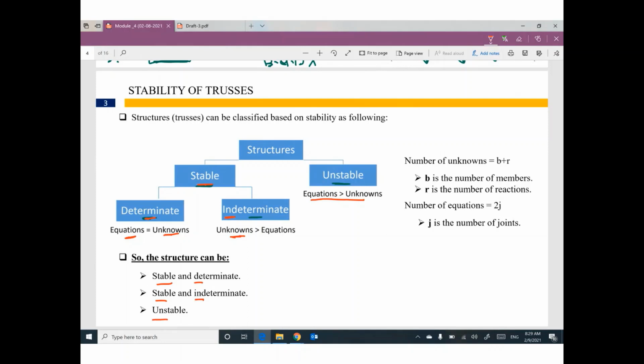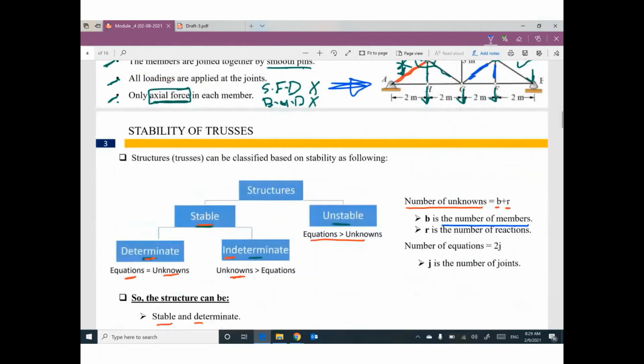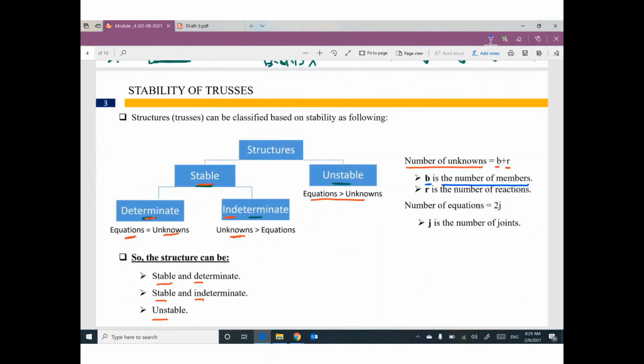How can I figure out the number of equations and the number of unknowns? We have a different technique for trusses. Number of unknowns equals B plus R. B is the number of members. As I told you, any truss consists of members connected together. Can you count how many members you have? So B is the number of members. R is the number of reactions. Add them together, you can figure out the number of unknowns.